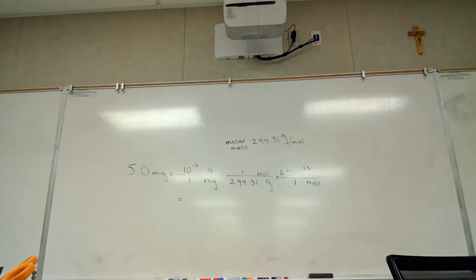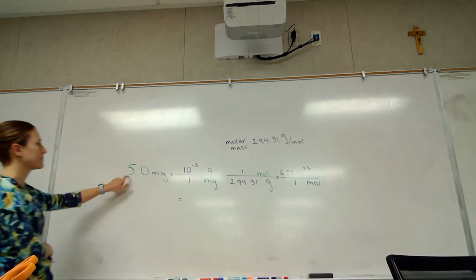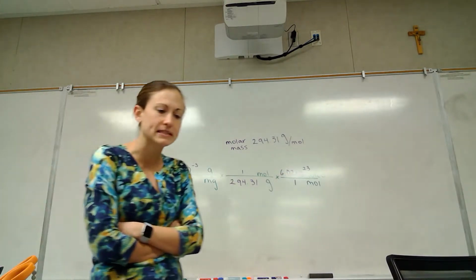Okay, that's all. We're moving on. I'm going to take 5.0. Am I going to multiply or divide by 10 to the negative 3rd? Multiply. Multiply or divide by 294.31? Divide, and then I'm going to multiply by Avogadro's number. Okay. My final answer, because I have 5.0 milligrams, is going to have how many sig figs?